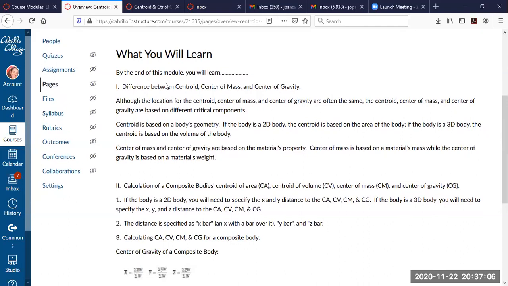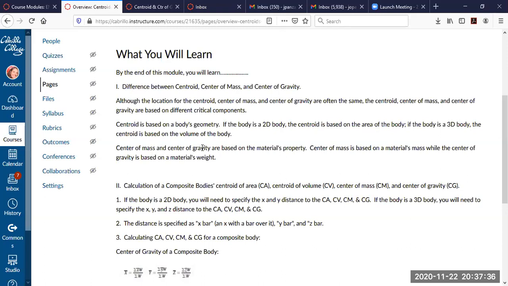And some of this might be a reminder: the differences between centroid, center of mass, and center of gravity. Although the locations of all of these are often the same, the centroid, the center of mass, and center of gravity are really based on different critical components. The centroid is based on a body's geometry. So if a body is a 2D body, then the centroid is based on its area, the area of the multiple bodies. If the body's 3D, the centroid is based on its volume.